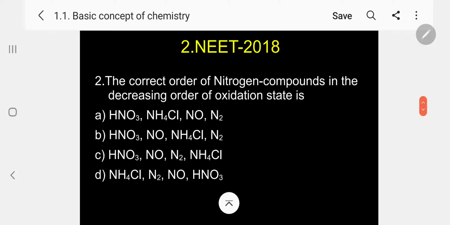Question number 2. This is a very interesting question. This question was asked in NEET 2018. Kindly follow.